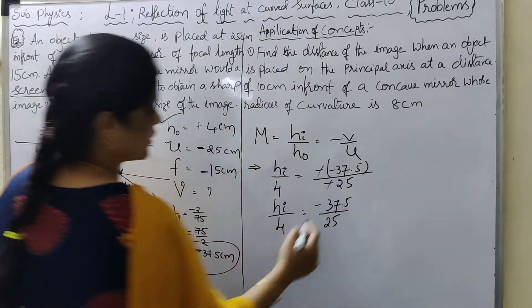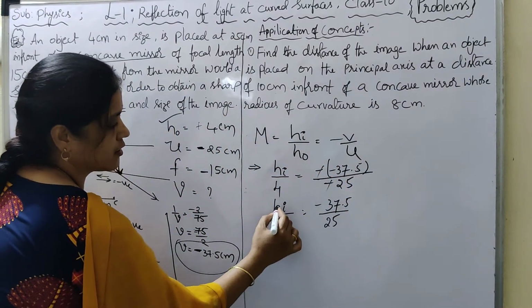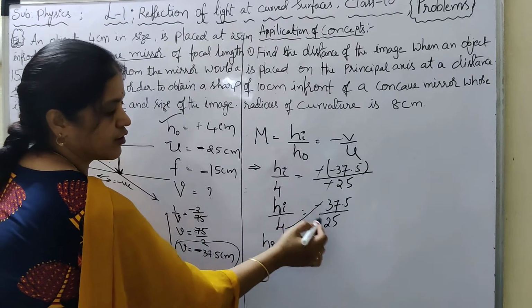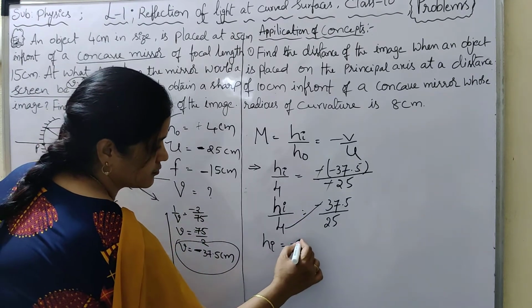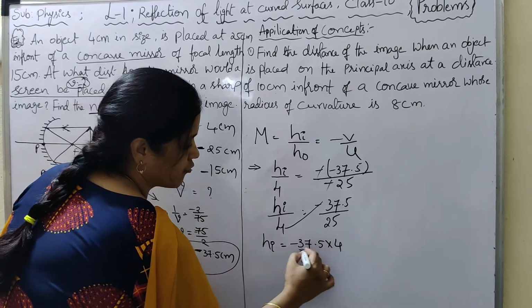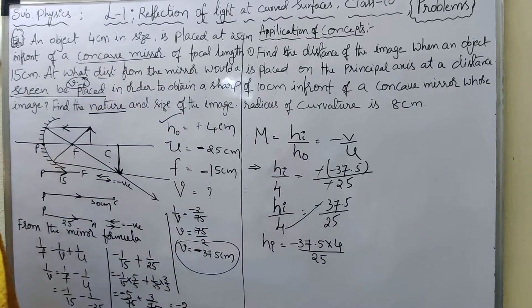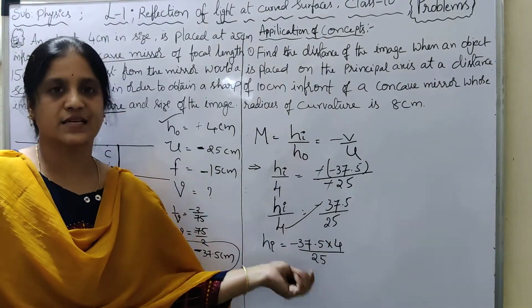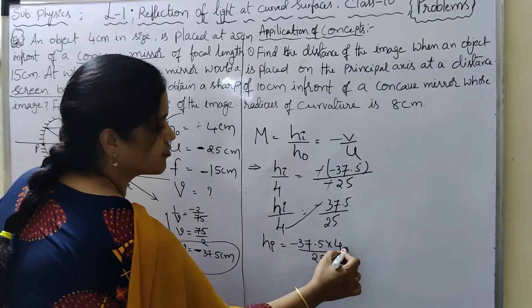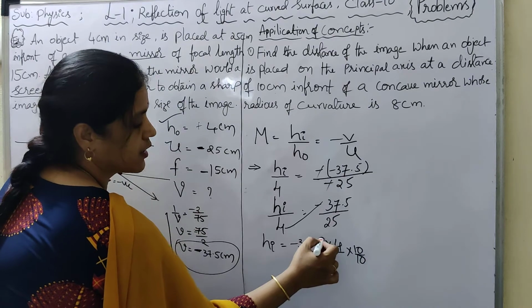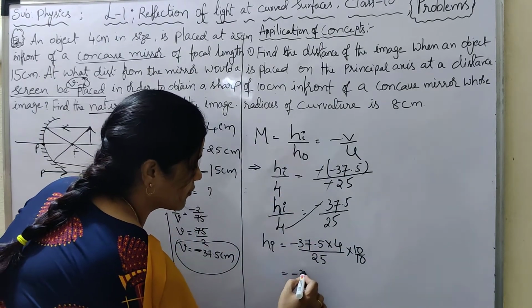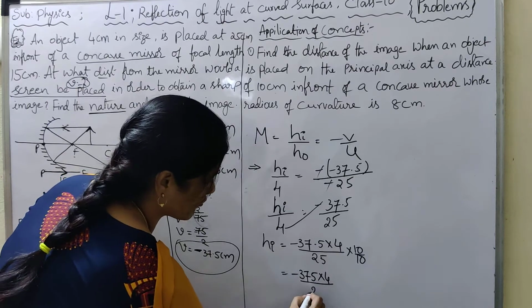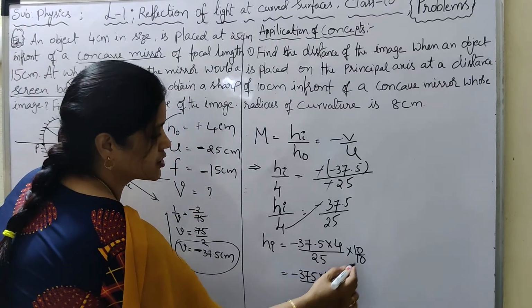Now do cross multiplication and find out the value. Height of the image is equal to, do like this. Whatever you want to find out, you must write it in the numerator: 37.5 into 4 by 25. If decimal cancellation is hard, just multiply by 10 by 10 on both the numerator and denominator to remove the decimal. Then you will get 375 into 4 by, sorry, 250, because here one more is there.